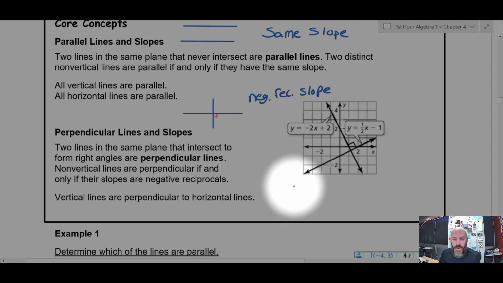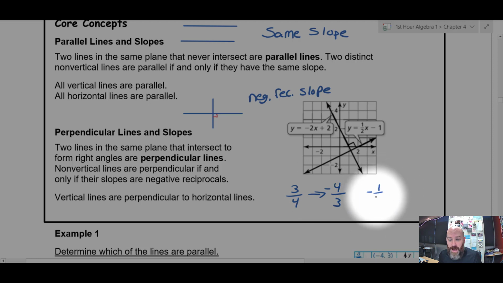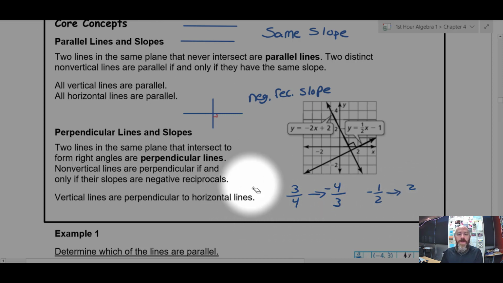So an example would be 3 over 4. The negative reciprocal means you take this fraction, you flip it upside down, and then it's negative. Or let's say I started with a negative 1/2. If I flip that, the 2 goes on top, the 1 goes on bottom, and if this was negative, the new one's positive. And 2 over 1 is the same thing as just 2. So these are some examples of negative reciprocal slopes.